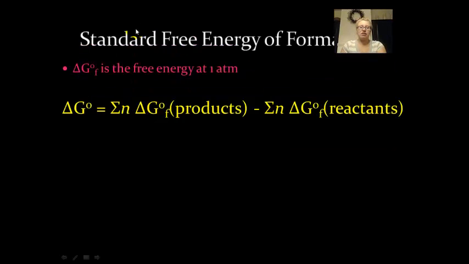So delta G of formation, or the standard free energy of formation, is the free energy at 1 atmosphere. And this again should look familiar. You can find the standard free energy of formation by using an equivalent of Hess's law. So the sum of the moles times the free energy of formation of the products minus the sum of the moles times the free energy of formation of the reactants.